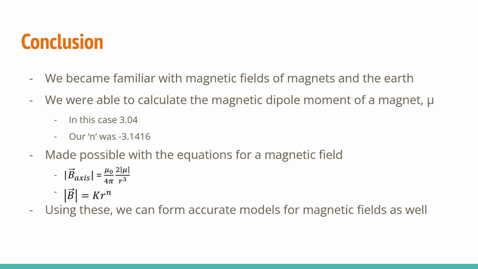In conclusion, we became familiar with the magnetic fields of bar magnets and the Earth. We were able to calculate the magnetic dipole moment of the magnet mu. In this case, it was 3.04. Our n was negative 3.1416. We were able to do this as a result of the equations for a magnetic field shown below. Using these equations and our calculations, we can form accurate models for magnetic fields.